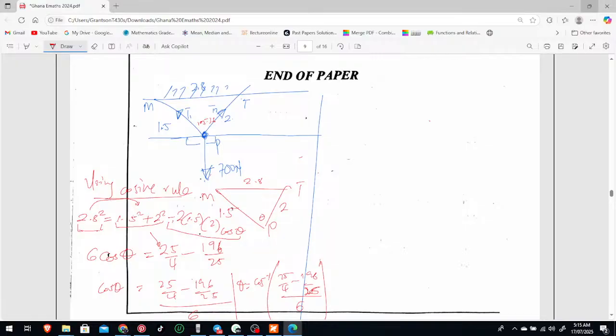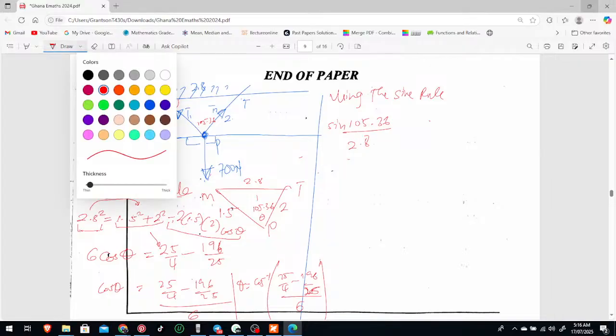Now, if this is 105, what will be the angles here? At least we have to find one of the angles here so that we use that angles on a straight line are equal. So now that we know here is 105.36, you can use sine rule. So using a sine rule, same diagram, sine 105.36 over 2.8, because the sine will work against this one.